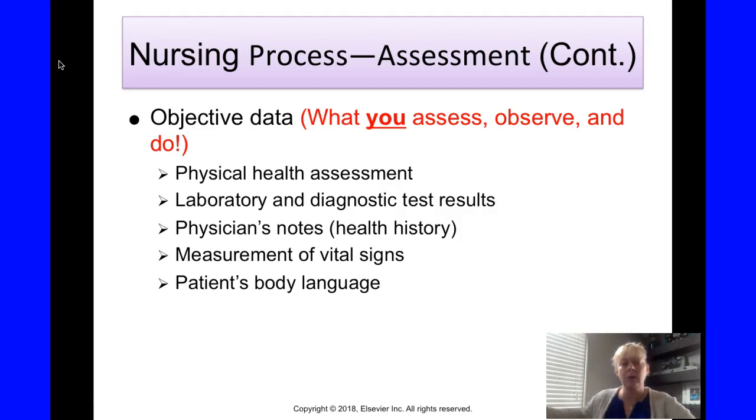Then we go to the objective data. This is what you assess, observe, and do. This is you listening to their heart and lungs. This is you looking at their labs and results. The patients can't tell you what their heart sounds like, right? And they can't tell you what their CBC is. They can't tell you what is in the physician notes. You're doing the vital signs, so they can't just guess, yeah, my pulse is 82 right now without checking.